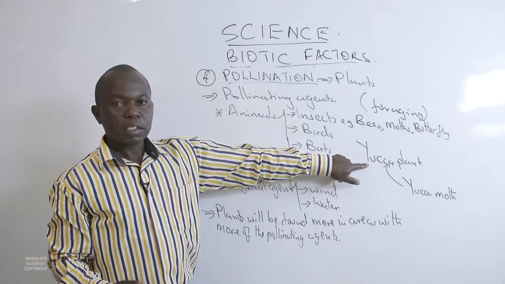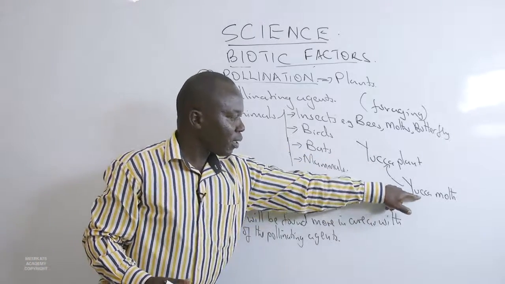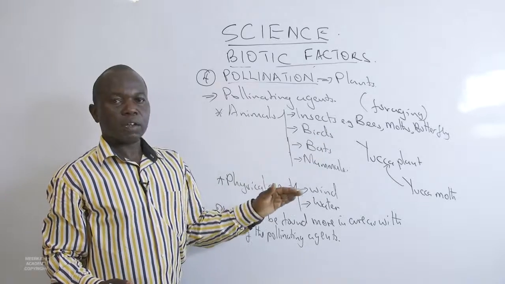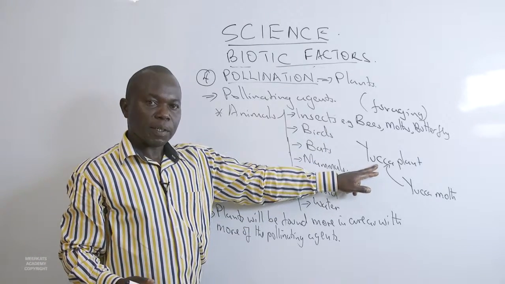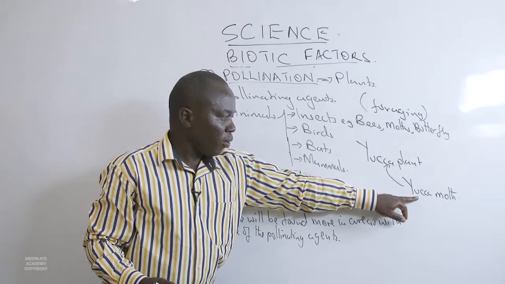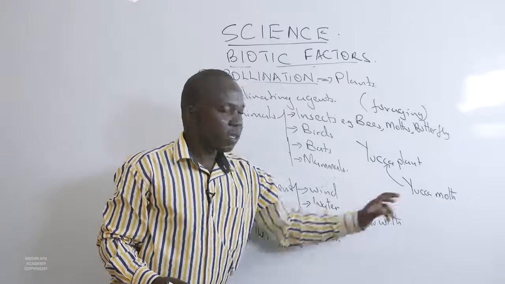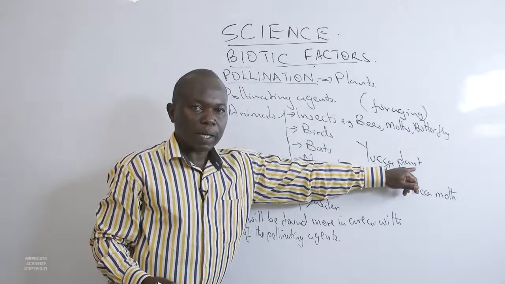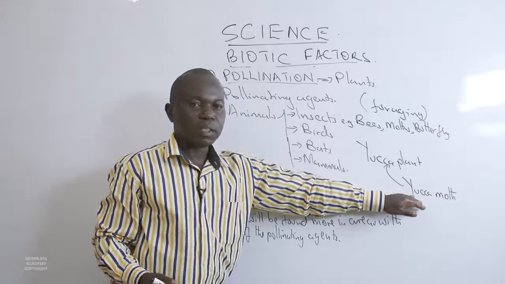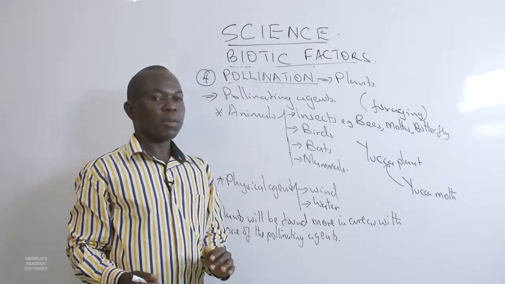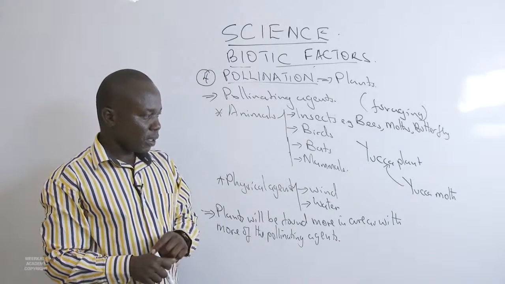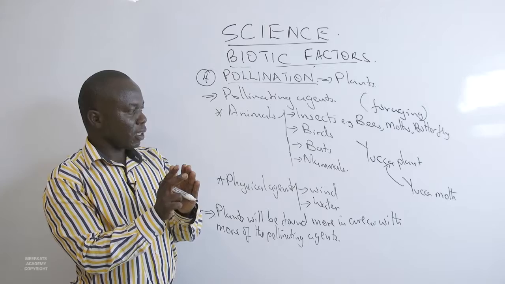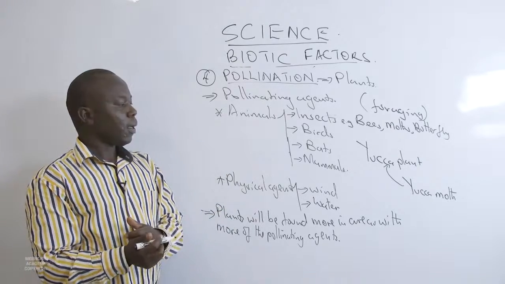So you can see there's a very tight relationship between the yucca plant and the yucca moth, in that not any other insects or any other animal can pollinate this plant. So the only pollinator here is the yucca moth. So we shall find more of the yucca moth where we have the yucca plant. It means the yucca plant is affecting distribution and abundance of the yucca moth in that given ecosystem. For us to find the yucca moth, we just find the yucca plant, because there is a very tight relationship between the two.